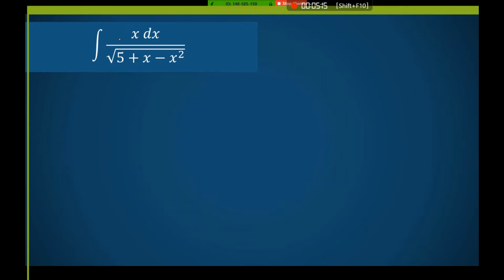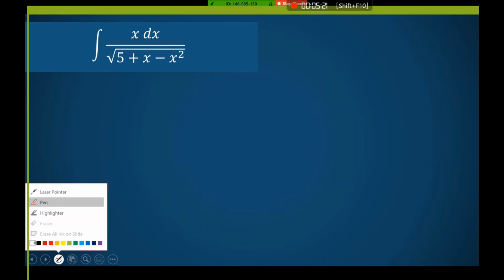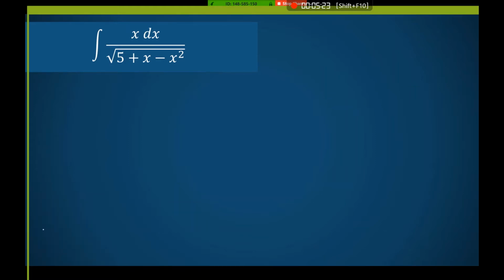So I'm going to start off with this one. Kyle, starting with you. What do you think our u would be if I tried to do a u substitution here? 5 plus x minus x squared. Okay, u is 5 plus x minus x squared. And if that's true, what is u prime? U prime would be 1 minus 2x.